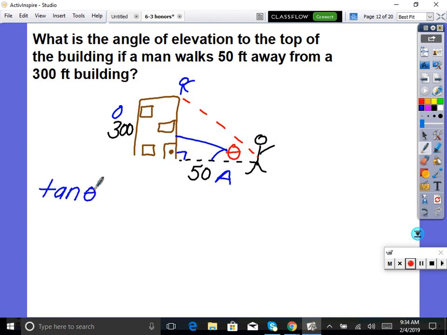Yep, so we have tangent of theta is equal to, now we don't know theta, in this one that's what we're trying to find, tangent of theta is equal to my opposite, which is 300, divided by the adjacent, which is 50. Now, yes, we can simplify it or we don't have to, but we can, so that is tangent of theta equals 6.